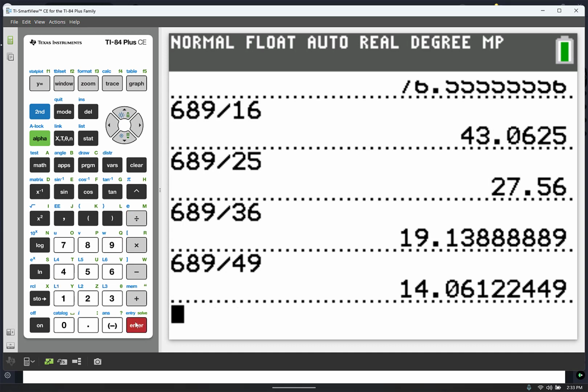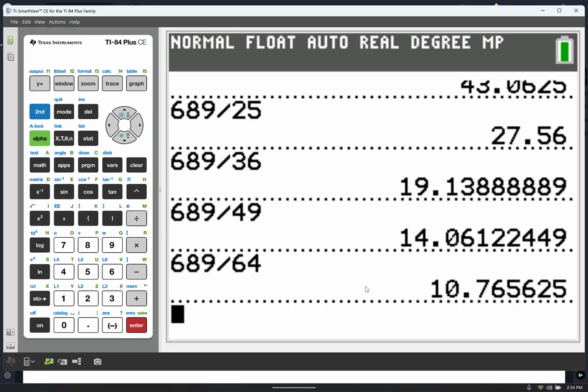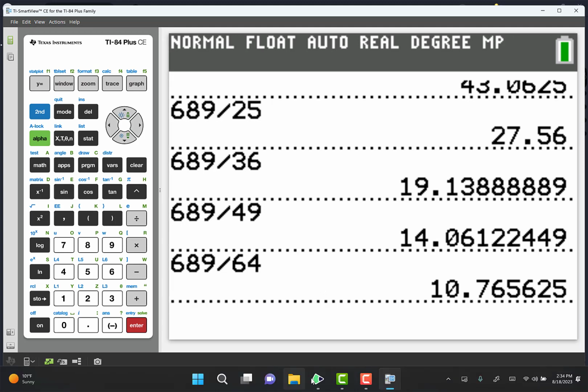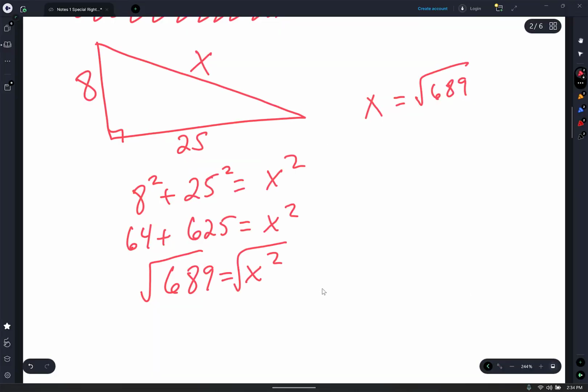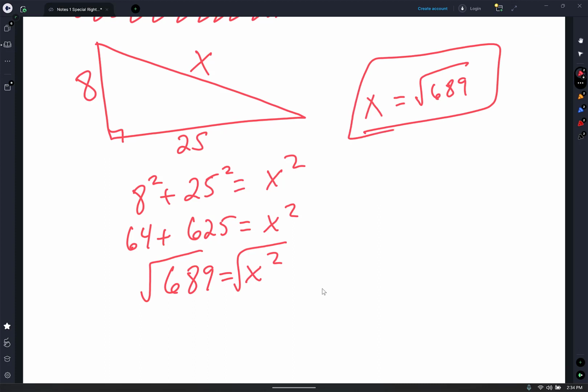Yeah, you know what? That is a good question. How long should you go? I would maybe go to 12, because yeah, I would. 689 divided by 64? I would think by the time you get to this one, you'd be like, you know what, we're safe. And leave it alone. Maybe that's not your best answer. But yeah, there it is. We're leaving it.